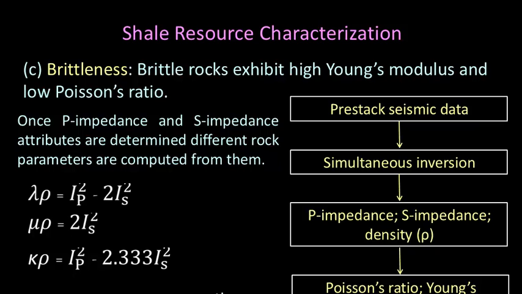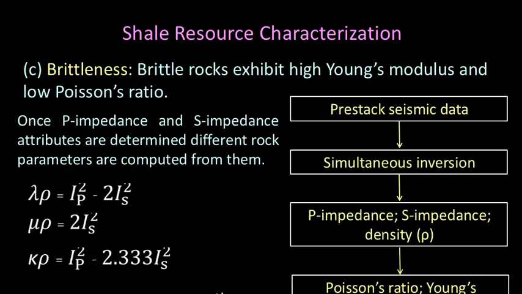Lambda-rho, Mu-rho you can determine, and instead of lambda-rho, you might want to determine K-rho, where K is the bulk modulus. And again, they are very similar, and that is why lambda is also considered a proxy for bulk modulus, or the incompressibility of the rock formation.